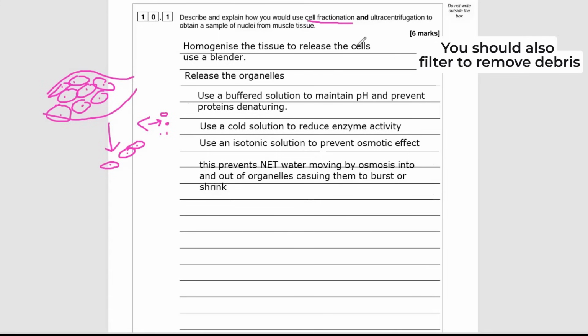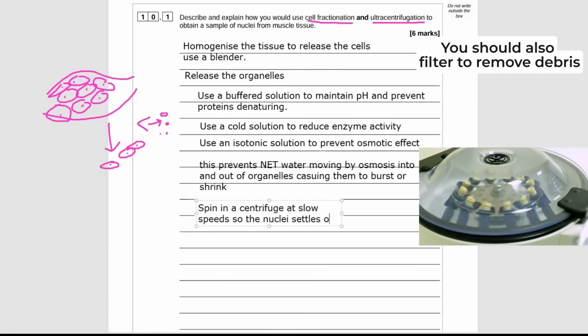And that's going to get us a whole bunch of marks. We've basically described how to do cell fractionation. That is basically cell fractionation. We're now on to ultracentrifugation. Now, ultra means you're dealing with really small stuff, and the organelles are very small. And centrifugation is that machine that spins, and you can change the RPMs, how quickly it actually spins.